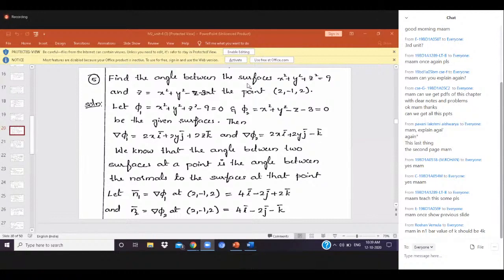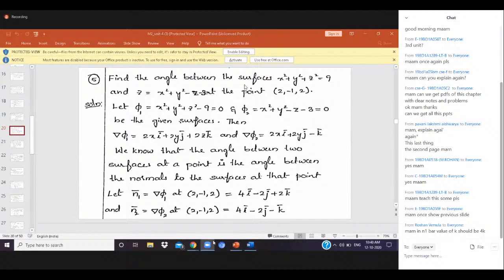That unit normal is nothing but the angle between those perpendiculars, the angle it is making between the two surfaces. There is a calculation mistake here, I think, but I am just explaining the procedure. Given two surfaces, we need to calculate del phi 1 and del phi 2 at the given point. That gives us n1 bar and n2 bar.